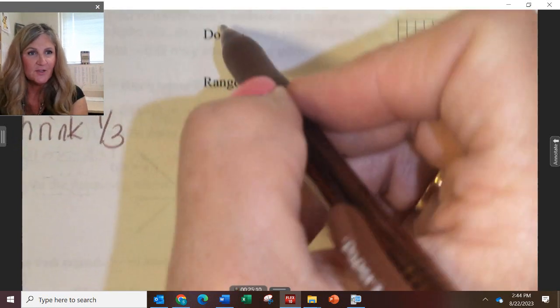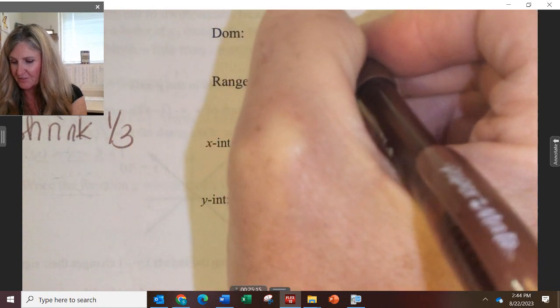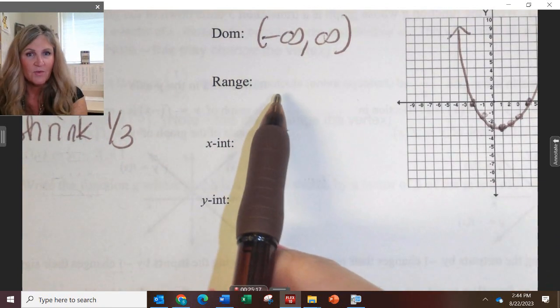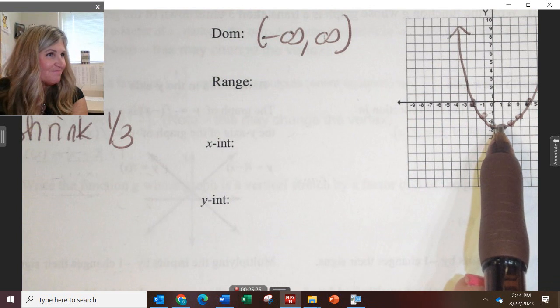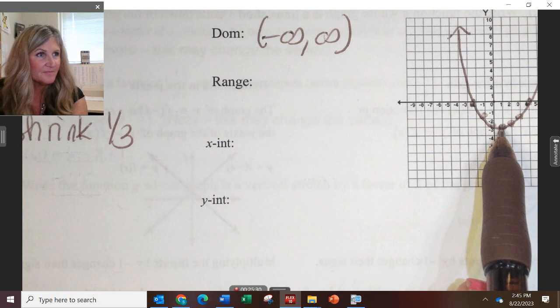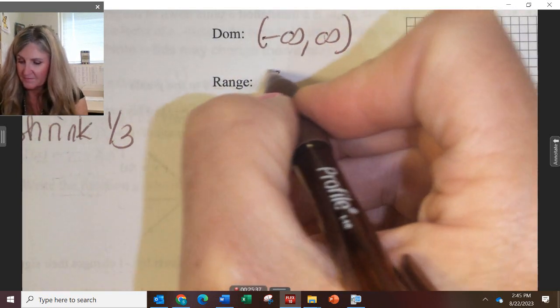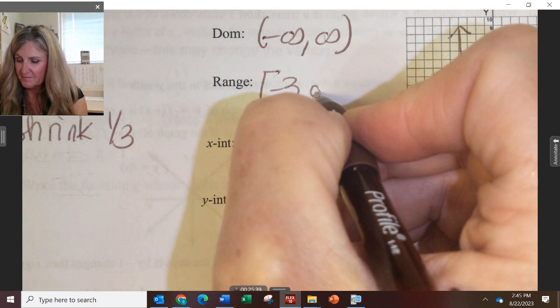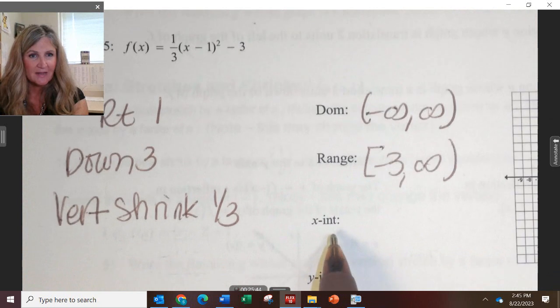Okay, guys, domain. Do you know the domain? Yep, and we'll do interval notation. What about the range? Y is greater than or equal to -3. Okay, I like it. Can you do it in interval notation? Bracket -3, infinity. Good.